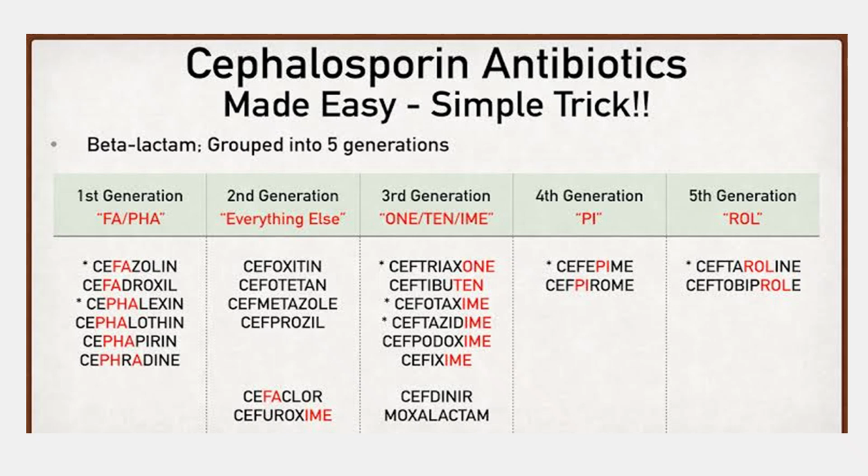First generation cephalosporins include "fa" in their pronunciation. Third generation cephalosporins end with "im", "ime", and "i". The exceptions are that cefaclor, although "fa" comes in its pronunciation, is a second generation cephalosporin, and cefuroxime ends with "i" but is a second generation cephalosporin. Fourth generation cephalosporins include "pi" in their name, and fifth generation cephalosporins include "ro" in their name. All the rest come under second generation cephalosporins.